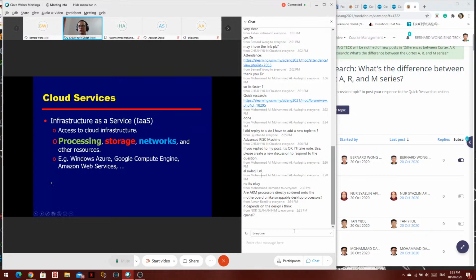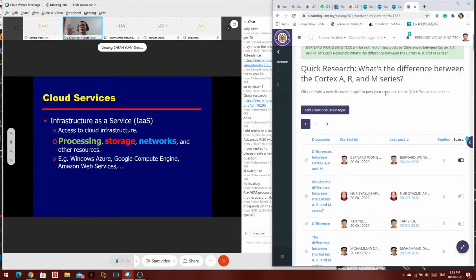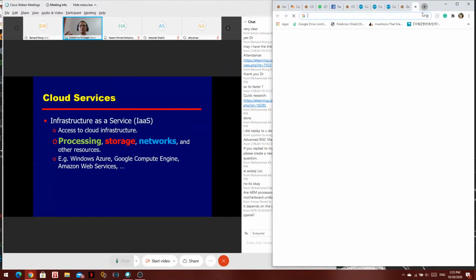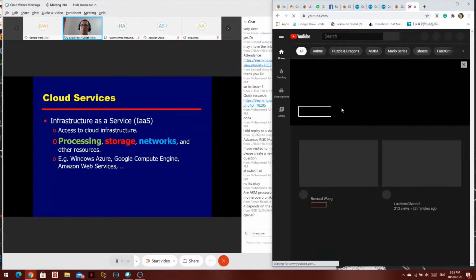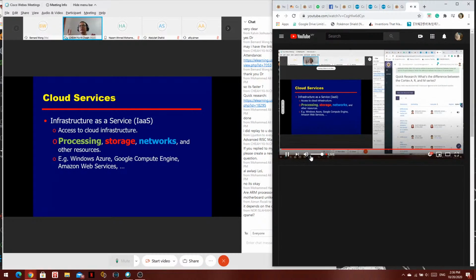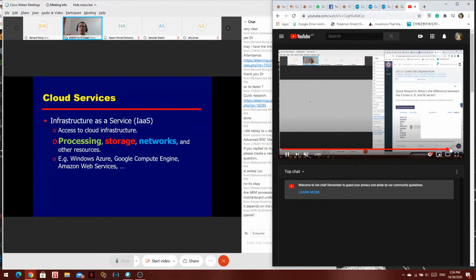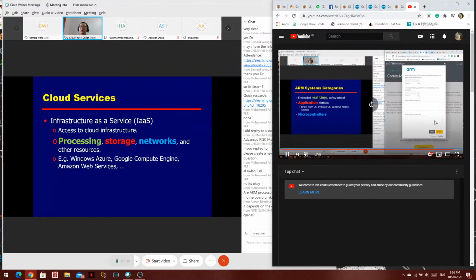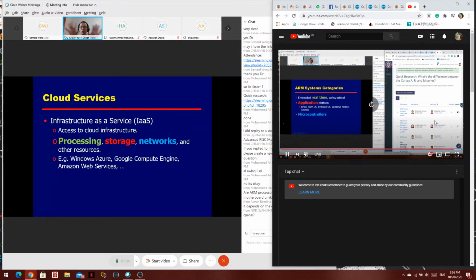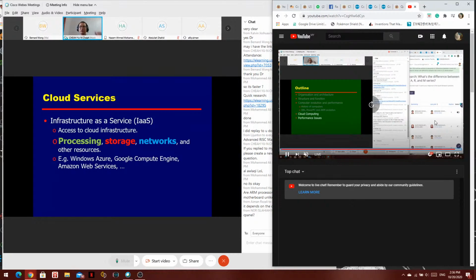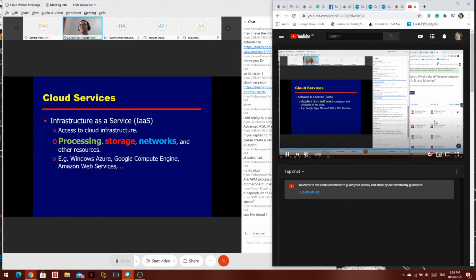Okay. The third service here is infrastructure as a service. Infrastructure as a service allows you to have the processing power, the storage power, and also the networks, available online as well. So if you want access to processing power, storage, and all this network-related service, you are using the cloud service from the infrastructural perspective. Not the software, not the platform, but the infrastructure itself.